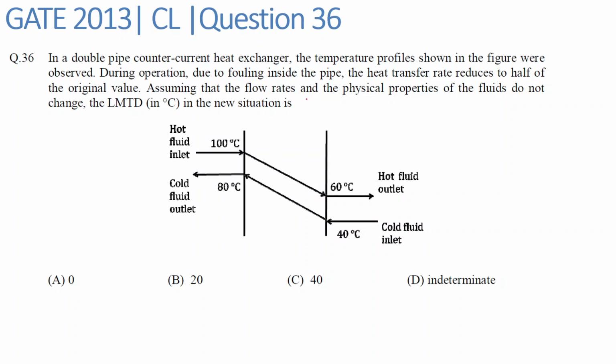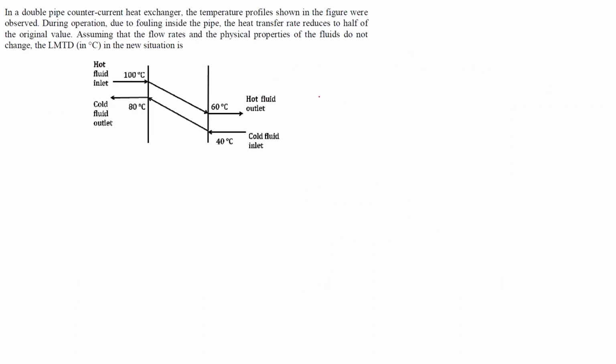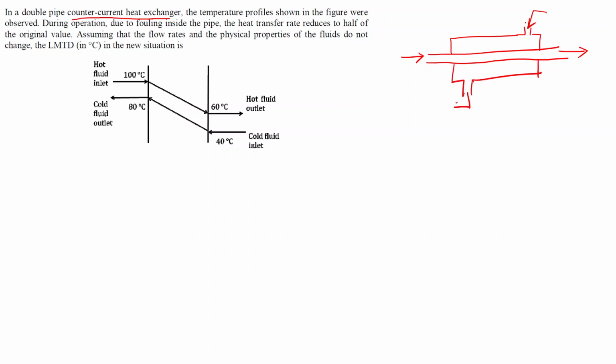So let's look at the solution. So here we have been given a temperature profile corresponding to a counter current heat exchanger. So let's consider this as a double pipe heat exchanger. So tube side flow will enter in this direction, leave from this direction, and since we have been given the counter current flow, the shell side fluid will enter from this direction and exit from this direction.